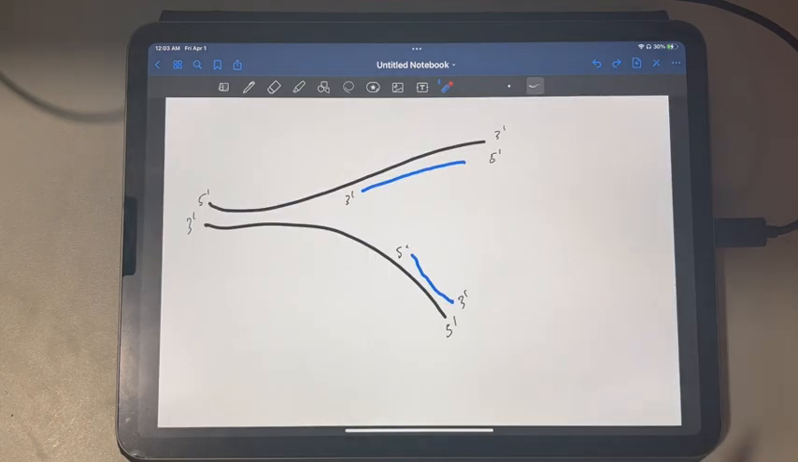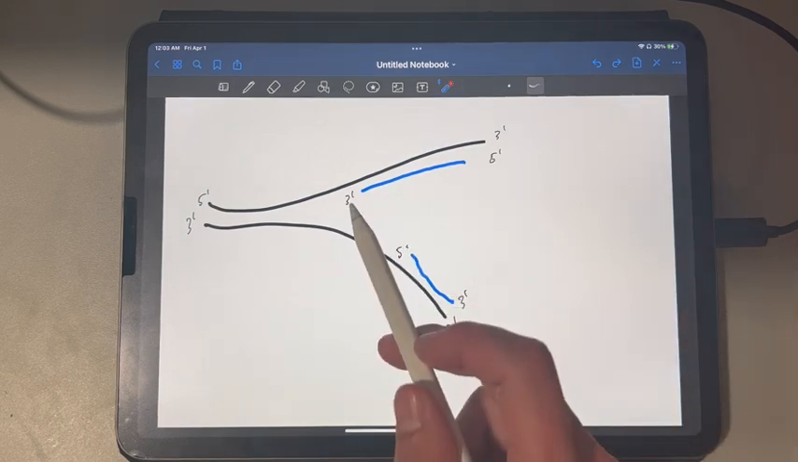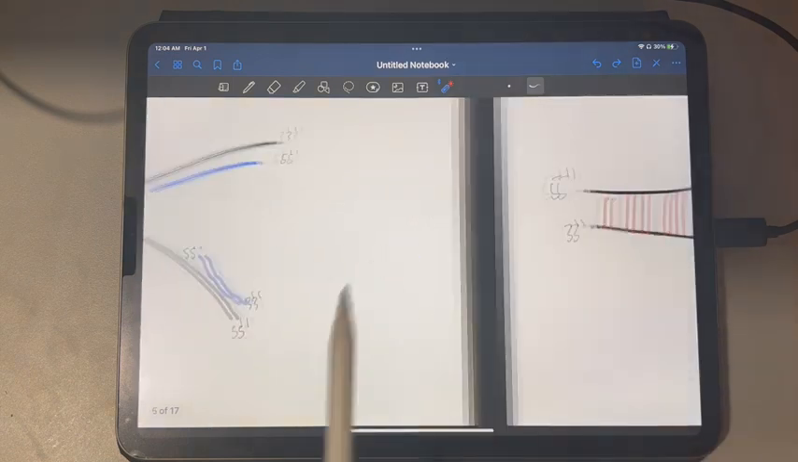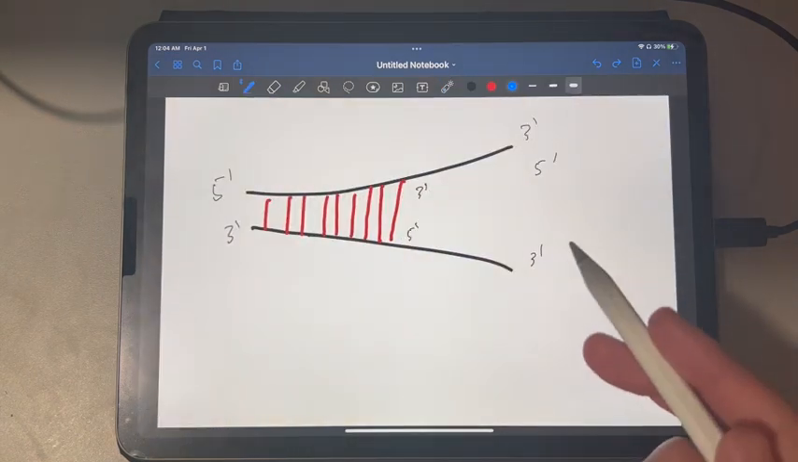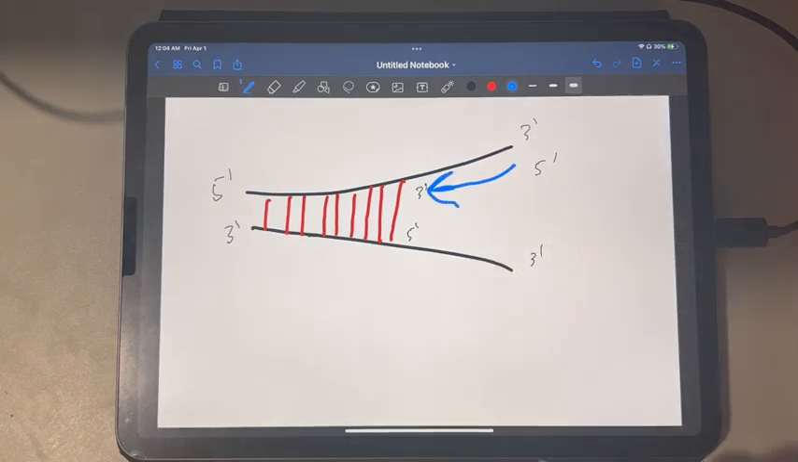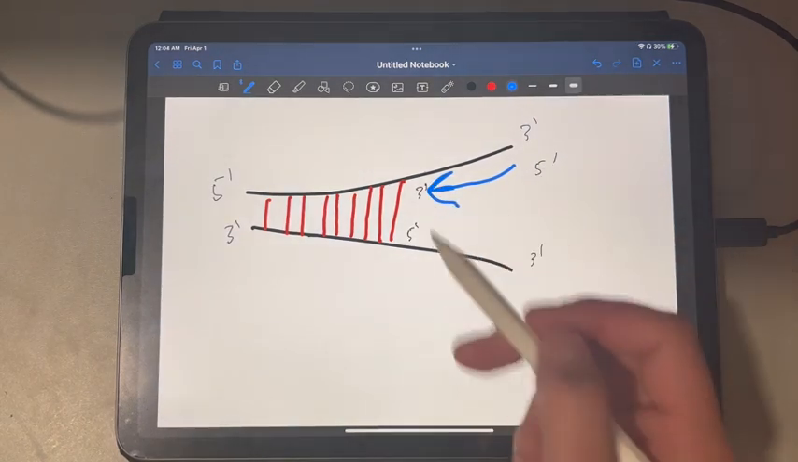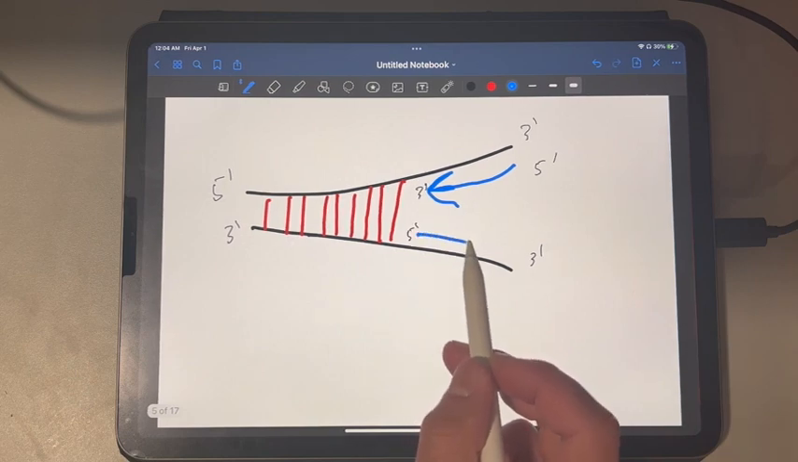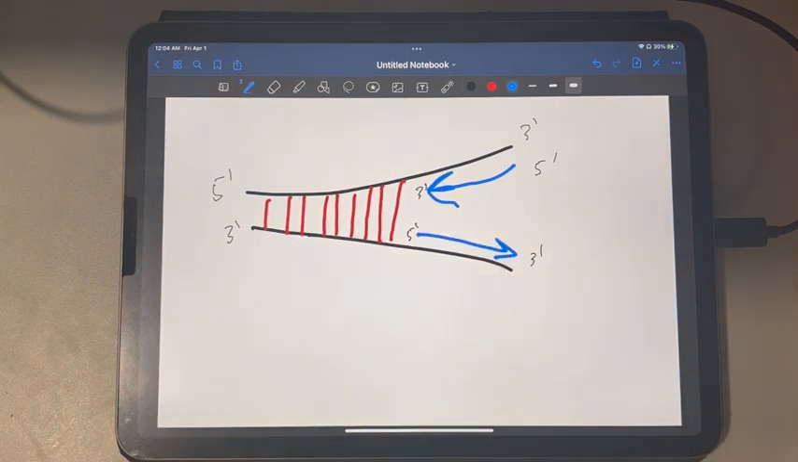So in replication, DNA polymerase, one of the main enzymes behind replication, only works from the 5' end to the 3' end. So the actual overall directions of replication will happen like this for the leading strand, because it goes from 5 to 3, and from here in the lagging strand.